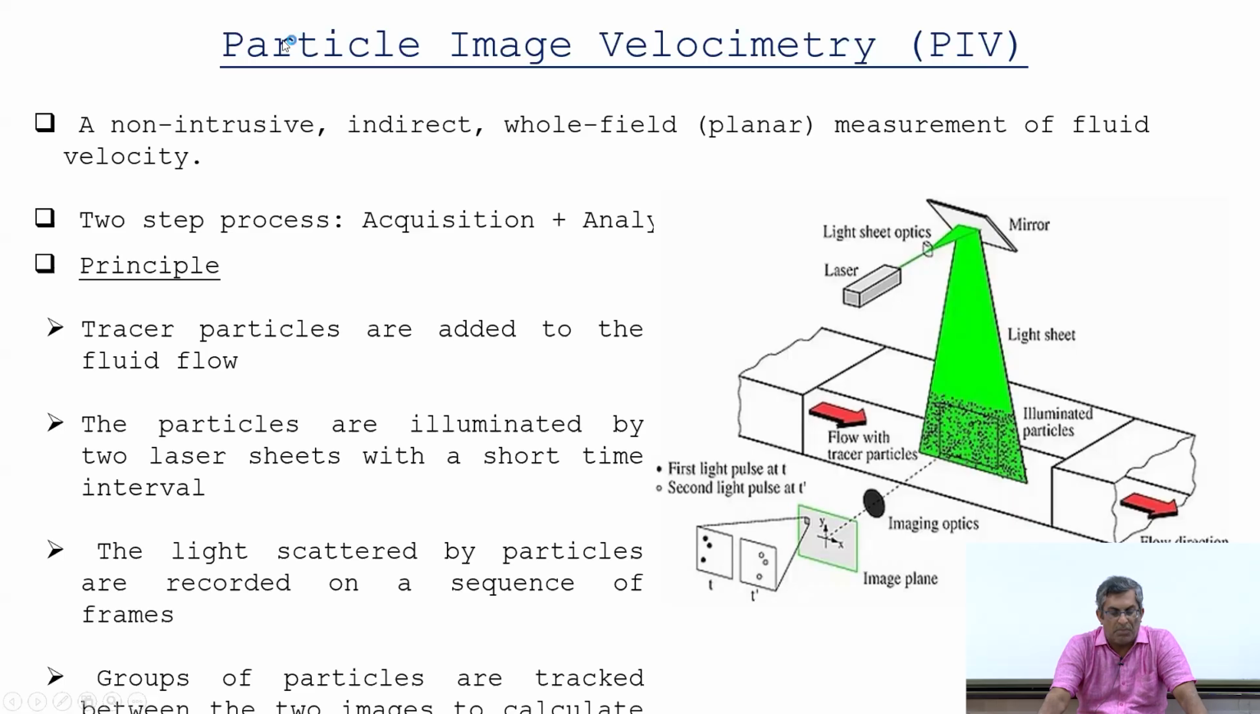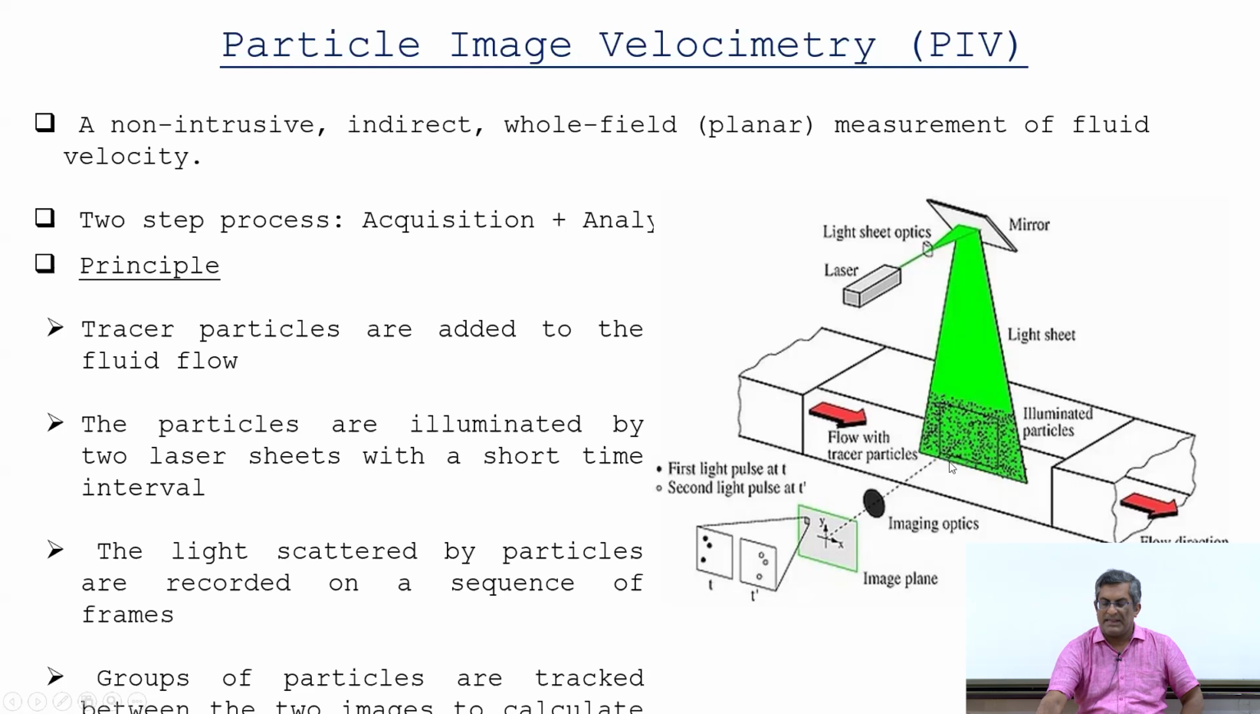So what is particle image velocimetry technique? As the name suggests, here we image particles. This is a whole field or planar measurement technique. This is a two-step process involved here. So basically, as you can see here, we add some seeding particles, as in the case of LDV, in the flow. We illuminate the flow with a laser sheet so that we can visualize the particles.